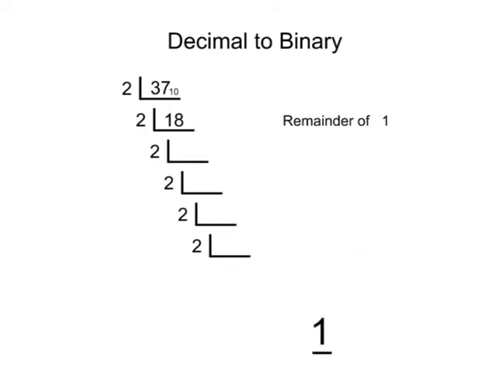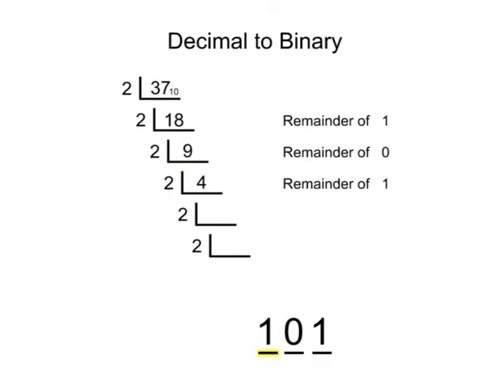Next, you'll divide 18 by 2 to get the next digit. It will be 9 with a remainder of 0, so 0 will occupy the second position. Moving along, the third position will be determined by dividing 9 by 2. This will give you 4 with a remainder of 1 to occupy the third position.